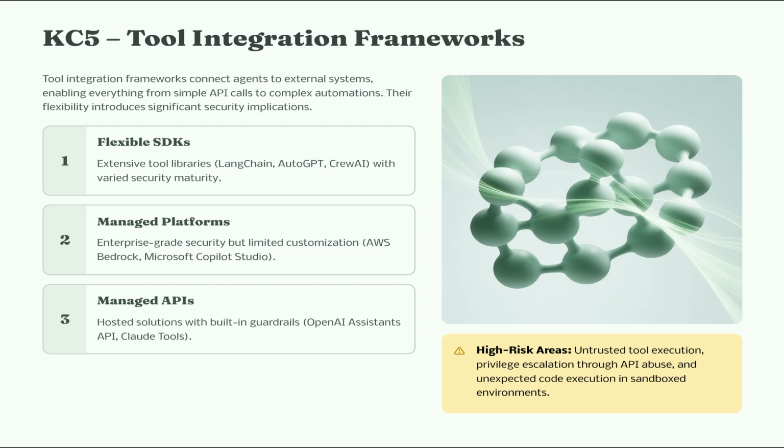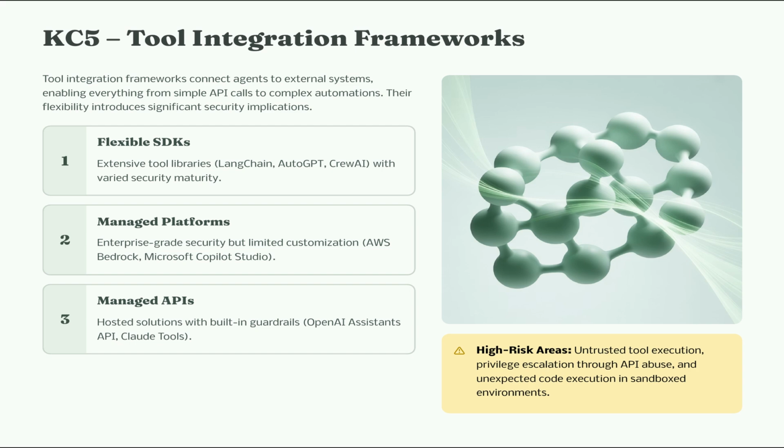These frameworks play a critical role in connecting agents to a variety of external systems, facilitating everything from straightforward API calls to intricate automations. The flexibility of these frameworks is impressive, but it also brings significant security considerations. For instance, there are extensive tool libraries available, such as LangChain and AutoGPT, each with varying levels of security maturity.